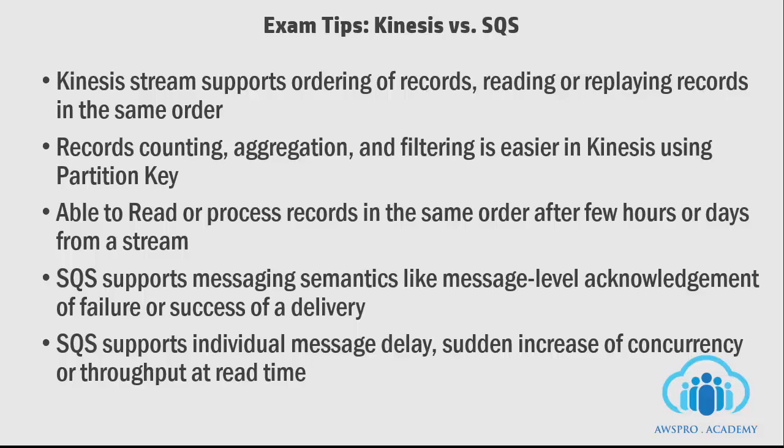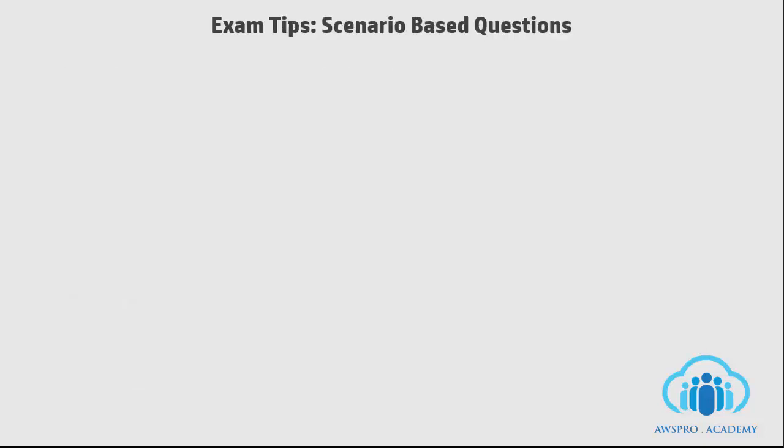The most important thing, SQS supports sudden increase of concurrency or throughput at read time. In Kinesis, you need to provision shards ahead of time based on projected load. Also, SQS can scale transparently to handle the load without any provisioning instructions from you. So these are the significant differences between the two services, and you can expect a question or two in the exam comparing these two services.